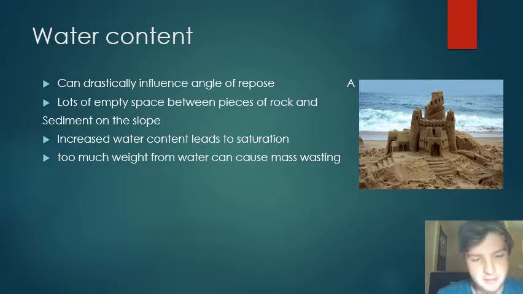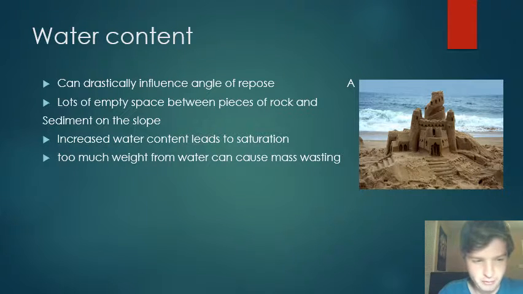The next thing we'll talk about that affects mass wasting is water content of the soil. Water content is another important factor because in an unconsolidated slope, there are tiny pockets of empty space between the pieces of rock or sediment making up the slope. Water can pass through these empty spaces and influence the slope's susceptibility to mass wasting to varying degrees based on a few different factors.